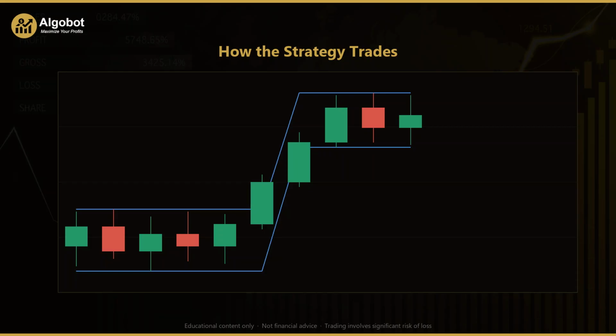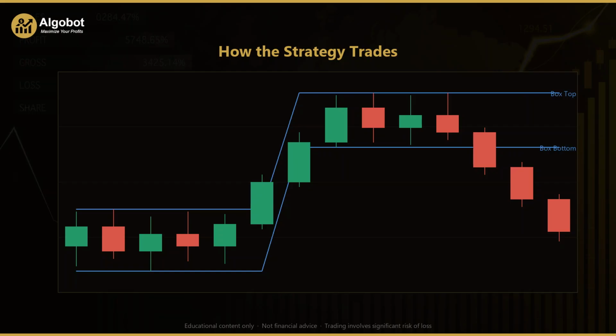Then, on the sixth candle, price pushes up and closes decisively above the box top, plus its small buffer. That's the breakout, and the strategy signals a buy entry. As you can see, the stop loss would sit just below the box bottom, defining the risk up front. Price then continues to climb, and by the eighth candle it reaches the take profit level at twice the risk distance. The long trade closes in profit.